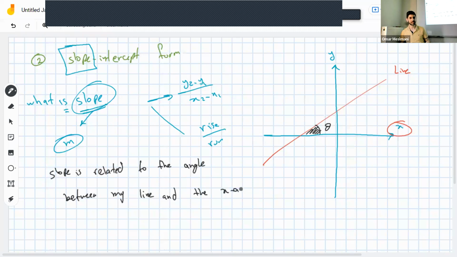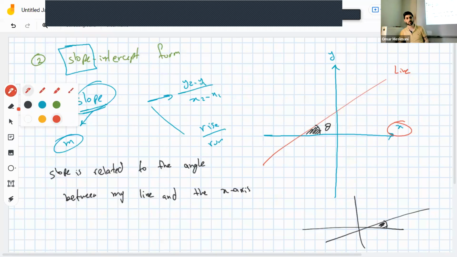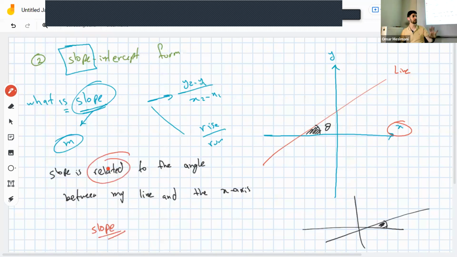The x-axis. All right. So for example, this is the x-axis and this is the line. If there is more angle, it means that I have more slope, or like the slope is related with the angle. Okay. So if you have different angles, you have different slopes. All right. I don't know if anyone knows the relationship between the slope and the angle. I say the real relationship is, I thought it's related, but related by what?